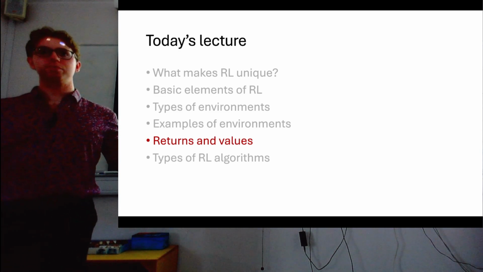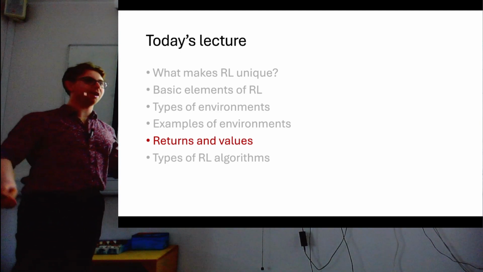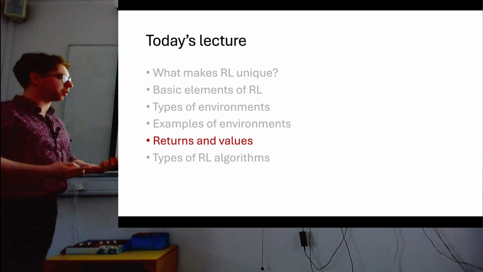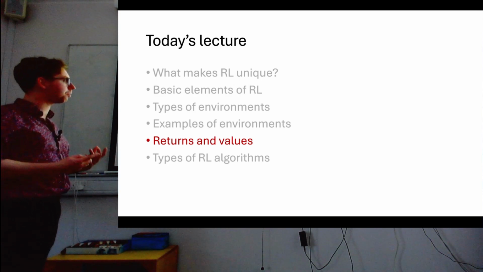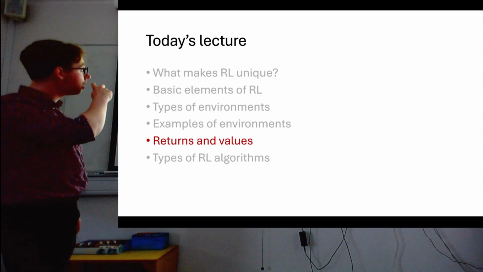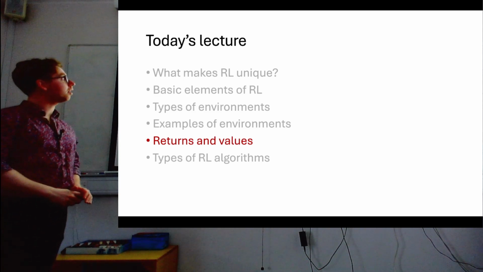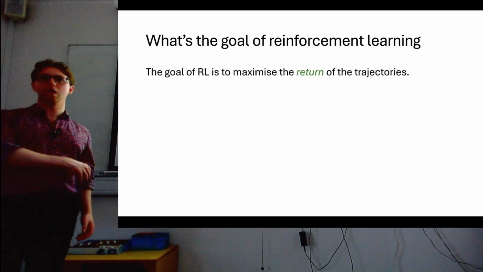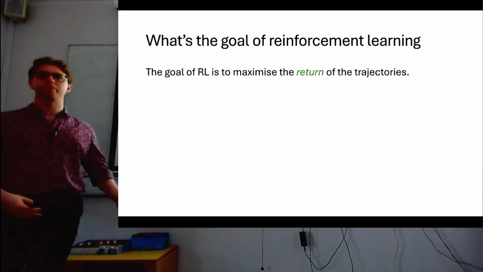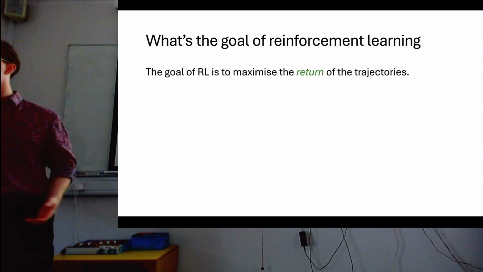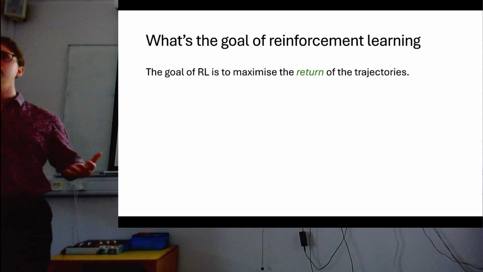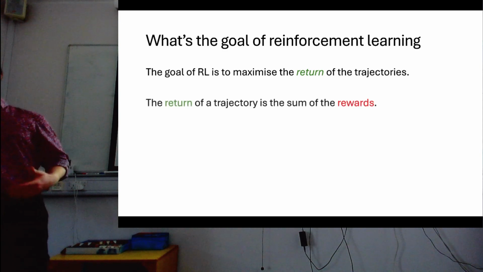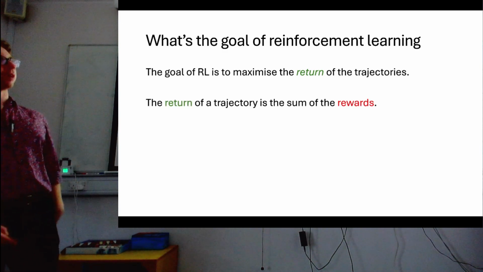So we've talked a lot about environments and policies and all this. We haven't actually talked about what the reinforcement learning problem is. What are we trying to do? What's the point of the exercise? The goal of RL is to maximize the return of trajectories. We know what a trajectory is. It's this long sequence of state, action, reward, state, action, reward, a long sequence of interactions between the agent and the environment. Our aim is to have a policy that generates trajectories which have as high a return as possible.